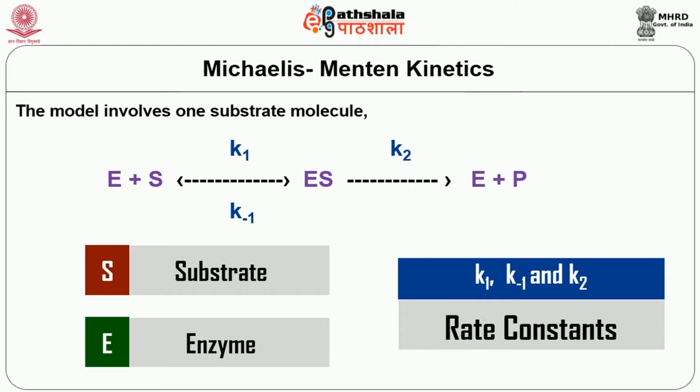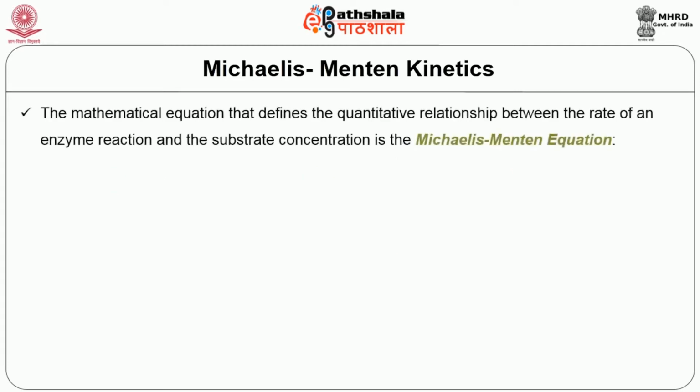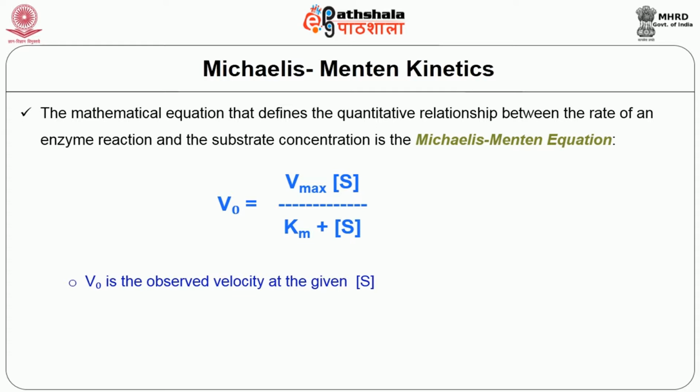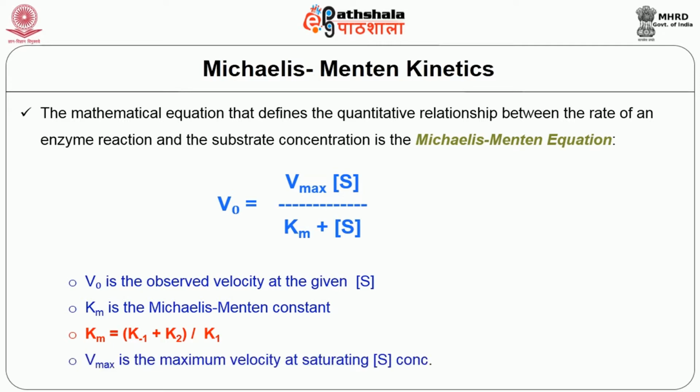Please understand, S is the substrate, E is the enzyme, and K1, K minus 1 and K2 are called the rate constants. The mathematical equation that defines the quantitative relationship between the rate of an enzyme reaction and the substrate concentration is the Michaelis-Menten equation, which is given by V0 equals Vmax times substrate concentration divided by Km plus substrate concentration. V0 is the observed velocity at a given substrate concentration. Km is called the Michaelis-Menten constant, where Km is denoted by (K minus 1 plus K2) divided by K1, and Vmax is the maximum velocity at the saturating substrate concentration.